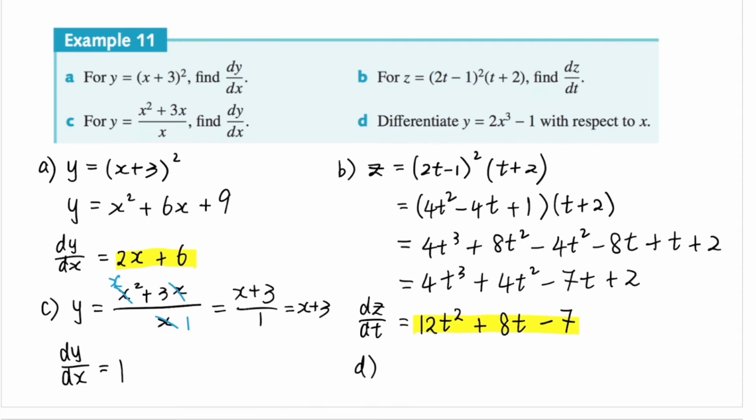Okay, last question. Differentiate y is equal to 2x cubed minus 1 with respect to x. So here it's essentially saying that we need to find dy over dx. And we know that we simply bring the power to the front to multiply with the 2, becomes 6x to the power 3 minus 1, which is 2. And then the constant term, negative 1, is gone. So the derivative of y with respect to x is 6x squared.